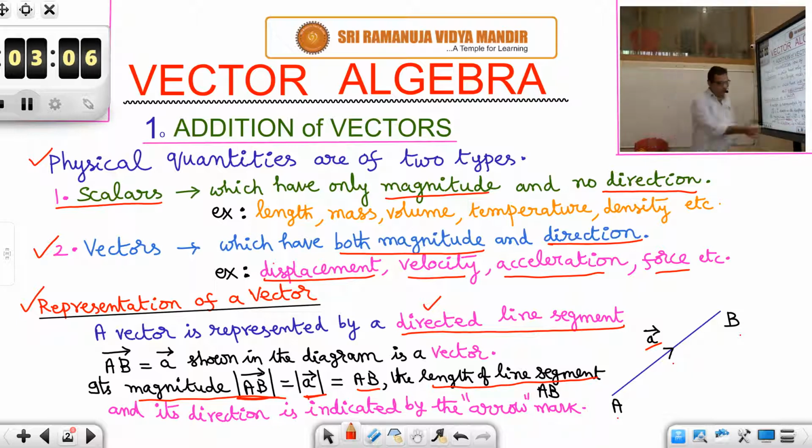And the direction is indicated by the arrow on the line segment. So a vector quantity can be represented by a directed line segment, the length of the line segment indicating the magnitude and the arrow mark indicating the direction. Okay, let us go to the next page.